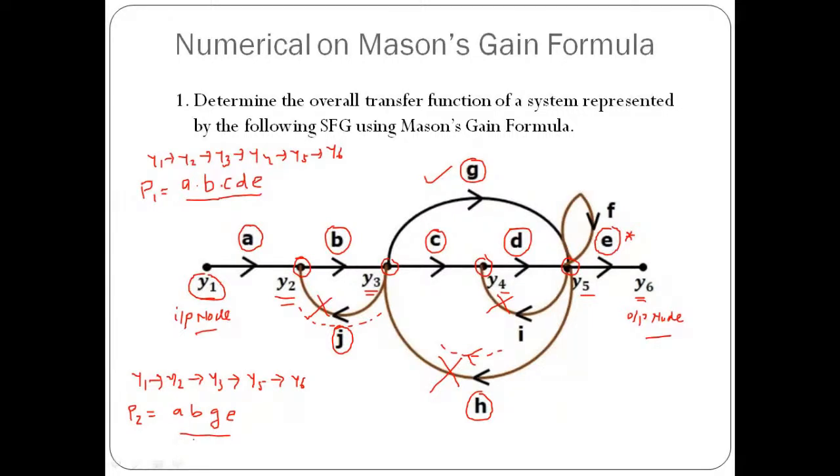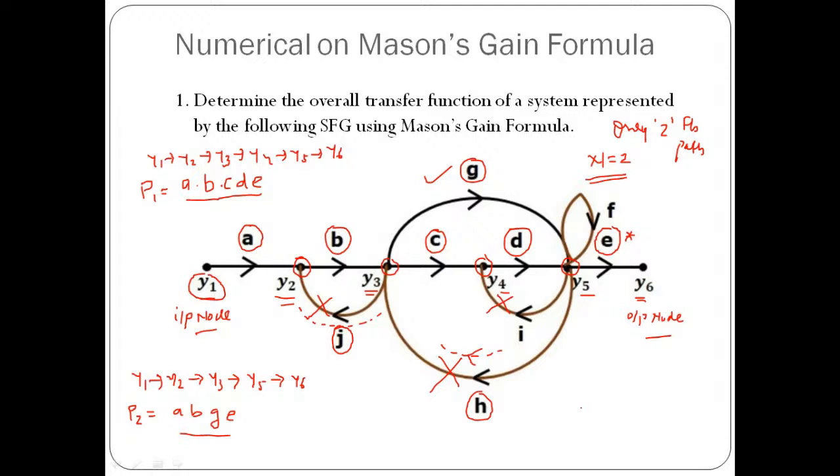I hope this point is clear to everyone. So here we have two forward paths. Let us try to identify whether we have one more forward path in the circuit or not. So y1 to y2, y2 to y3, y3 to y5, then coming back to y4, and then coming back to y5, not possible. So here we have only two forward paths. That means the value of n is going to be 2.